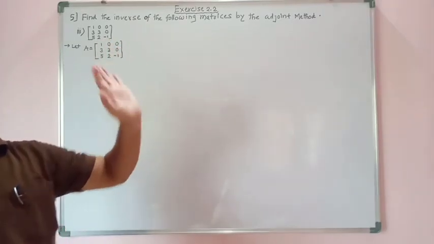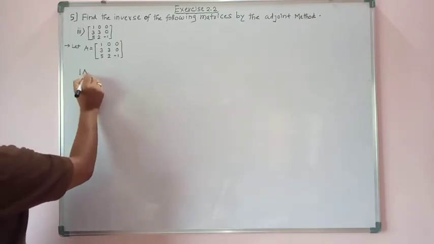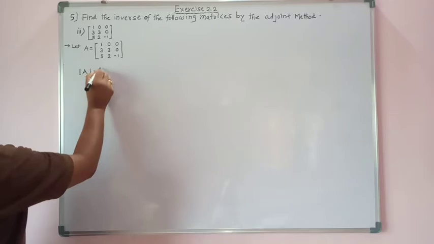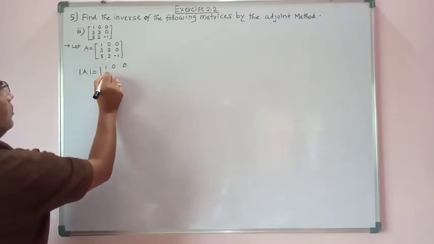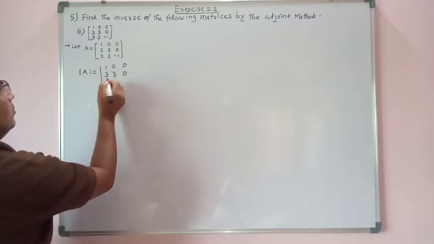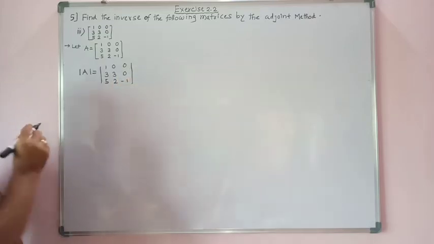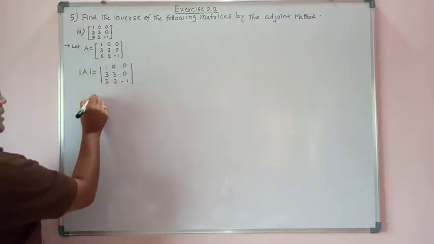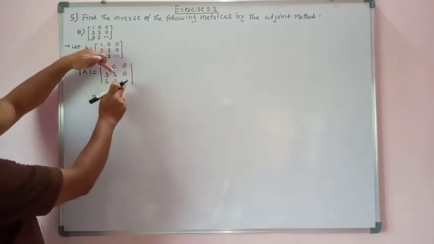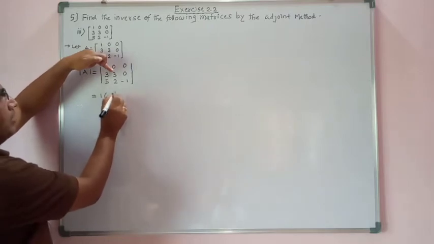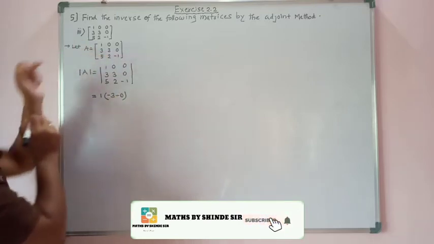3 rows and 3 columns. Therefore, we can take the determinant of A. Determinant of A equals the determinant of [1 0 0; 3 3 0; 5 2 -1]. We select the first element 1, leaving off the first row and first column: 3 into minus 1 minus 3 into 2 is 0, so minus 3 minus 0.